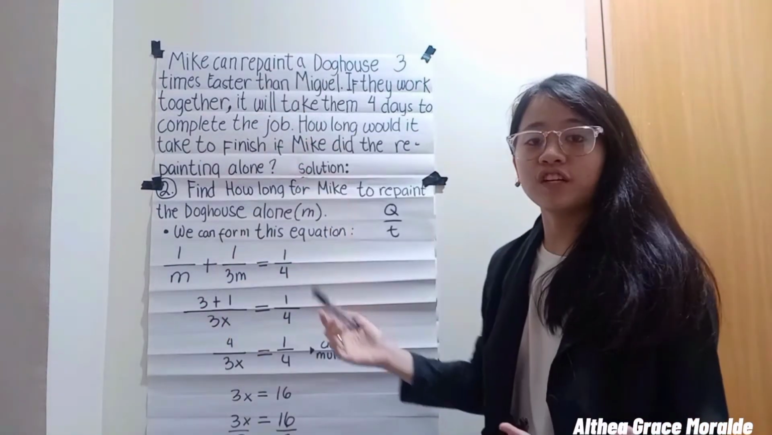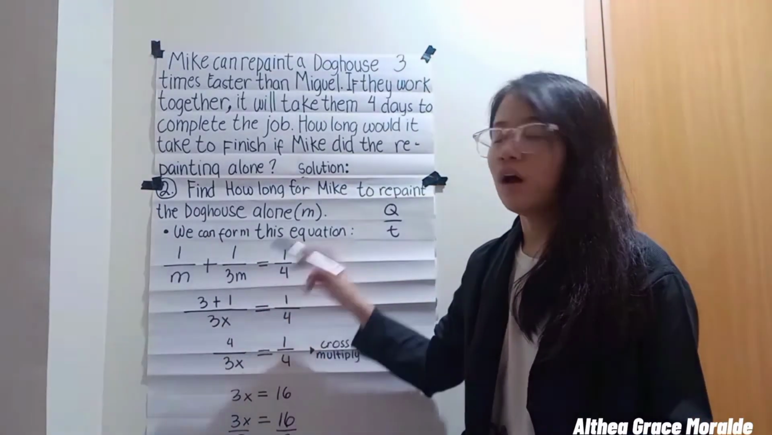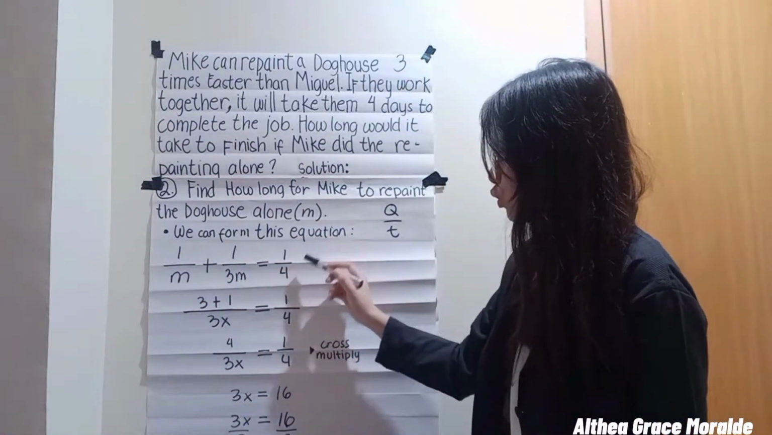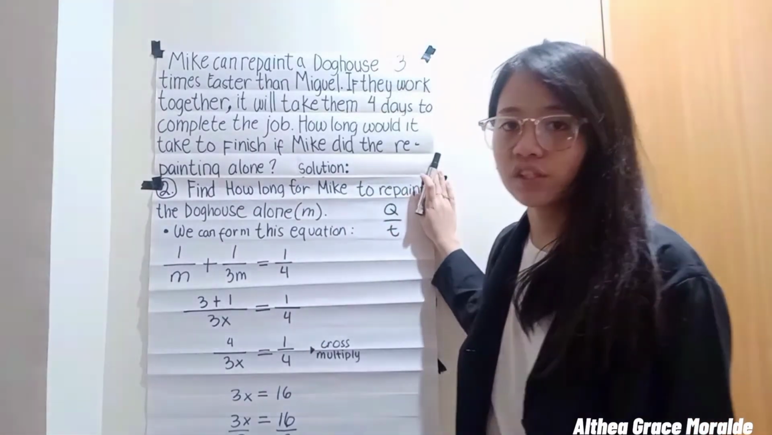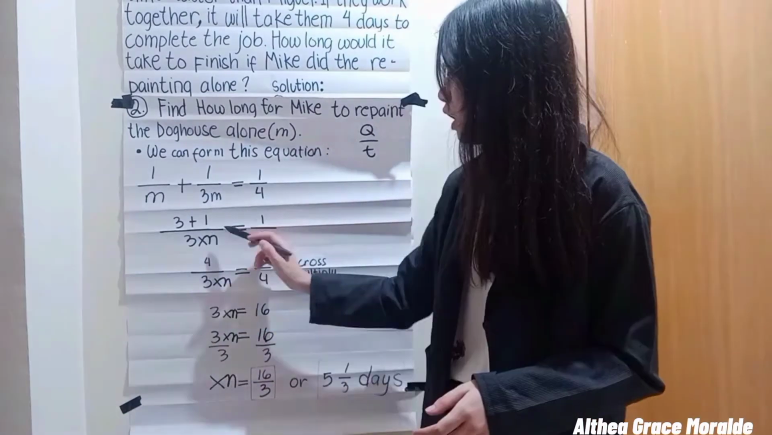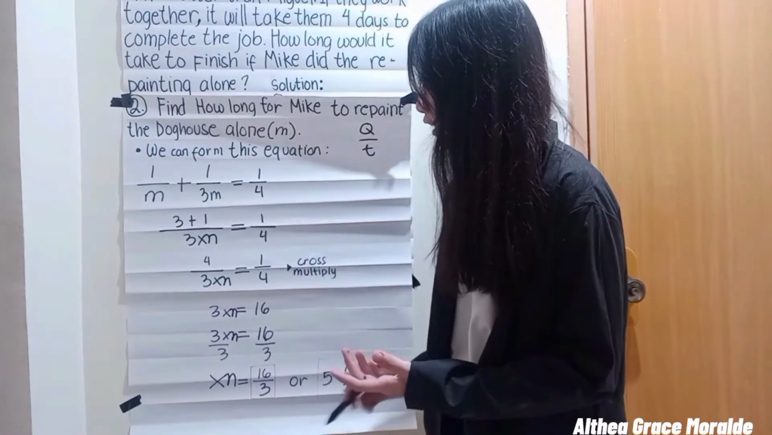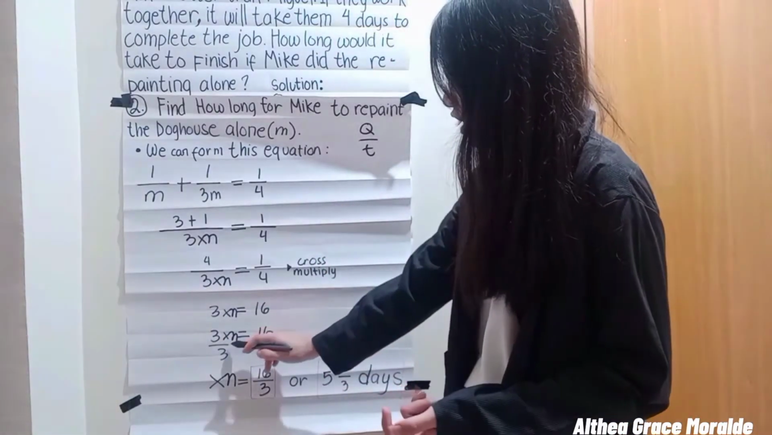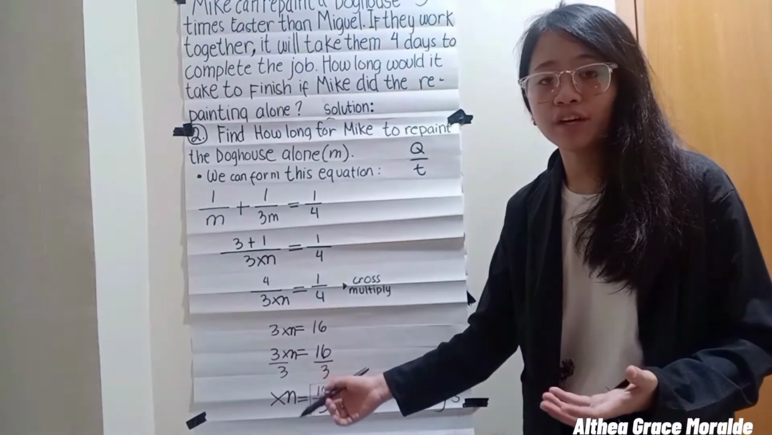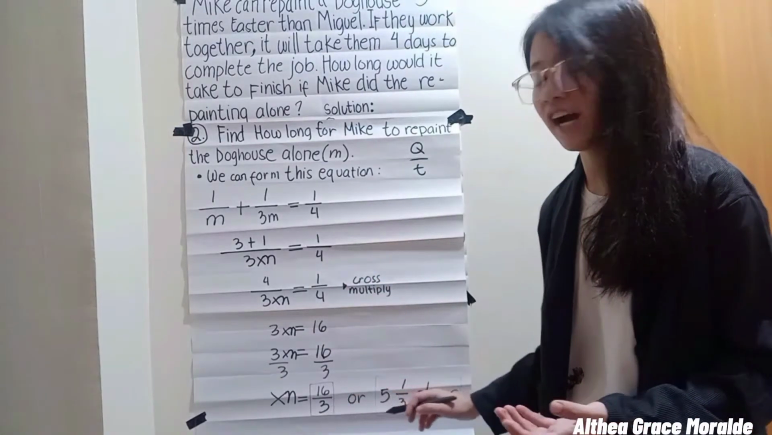As for Mike, we put here one work over m, where m represents the time. As we can see, Mike can finish the job 3 times faster than Miguel. So we put 1 over 3m here. Adding it, because it is equivalent to finishing it in 4 days. We then find the least common denominator of both numbers, which is 3m, so we get 4 over 3m. Now to simplify it, we are going to cross multiply. Now to find the value of m, we're going to divide both sides by 3. The value of m here, or the time that Mike takes to finish their painting job alone, is 16 over 3 or 5 and 1/3 days.